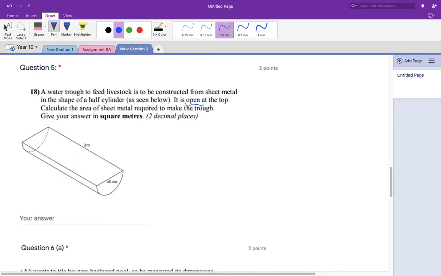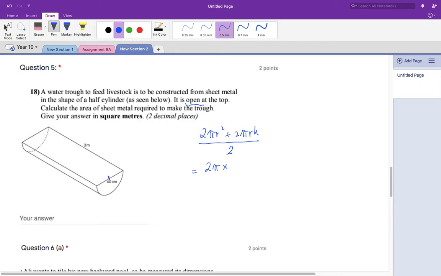So all you need to do, for the whole cylinder, it will be 2 pi r squared plus 2 pi r h. In this case, you really just need to divide by 2 because I'm cutting the cylinder in half, right? So you can just put in the numbers straight away.